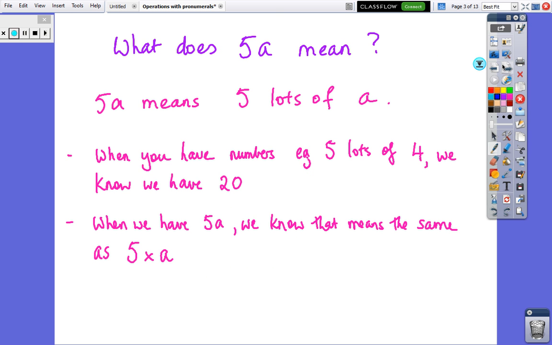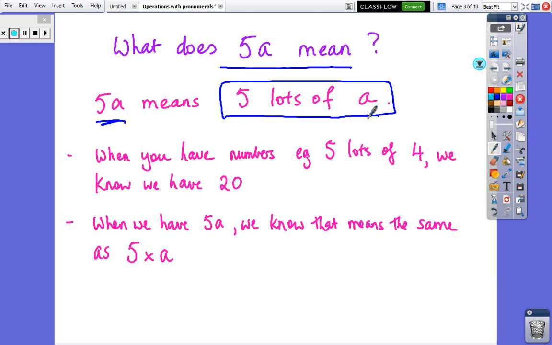Okay. So what does 5a actually mean? 5a means 5 lots of a. So when you have numbers, for instance, if you have 5 lots of 4, we know that 5 times 4 is 20. But when you have 5a, we don't know any more than 5a just means 5 times a, because we don't know what a is. A could be 4, a could be 20, a could be a fraction. So when you see 5a, you know that you have 5 lots, and 5 lots means 5 times. So copy that down if you need to, otherwise just keep moving on.